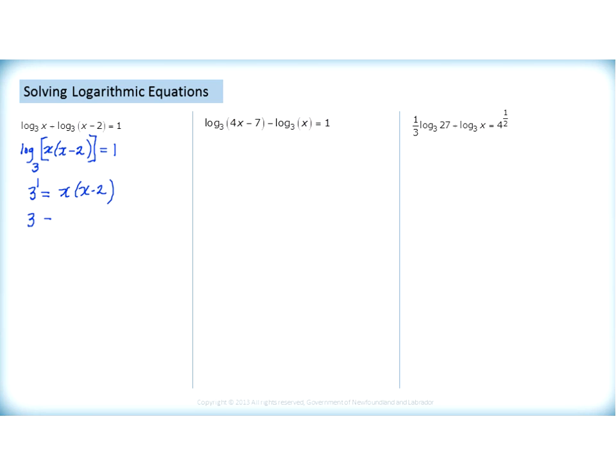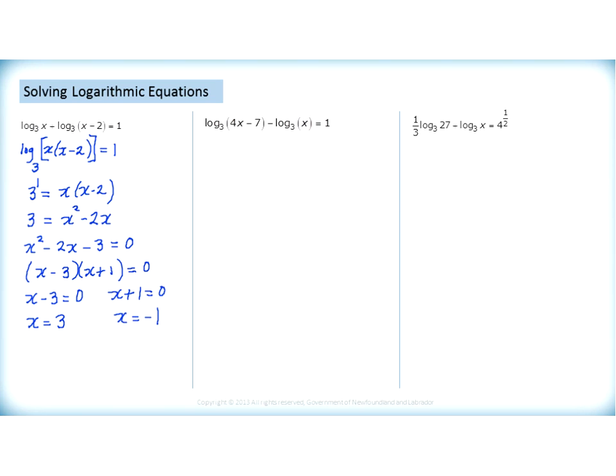3 to the power of 1 is equal to 3. And then we have x squared minus 2x on the right-hand side. This results in x squared minus 2x minus 3 is equal to 0. This equation can be factored as x minus 3 multiplied by x plus 1 is equal to 0. x minus 3 equals 0 when x is equal to 3. x plus 1 equals 0 when x is equal to negative 1.